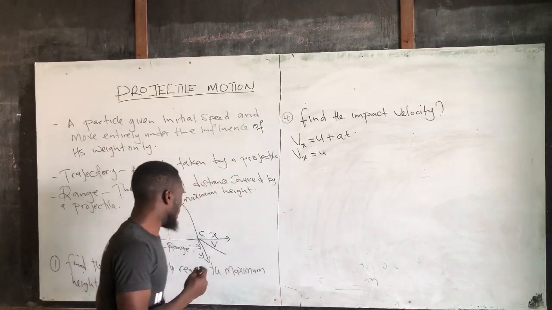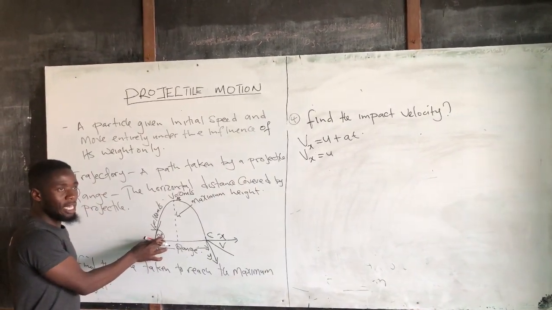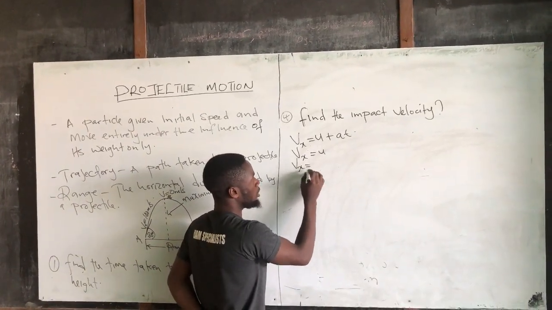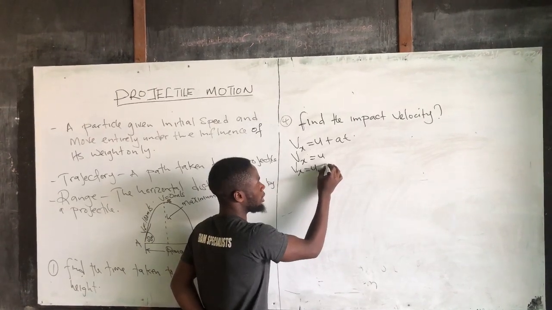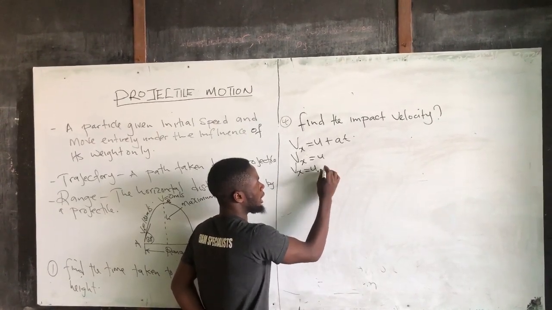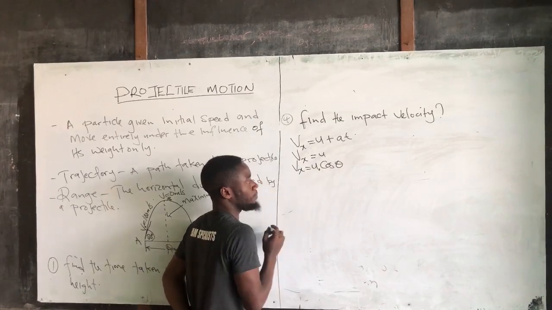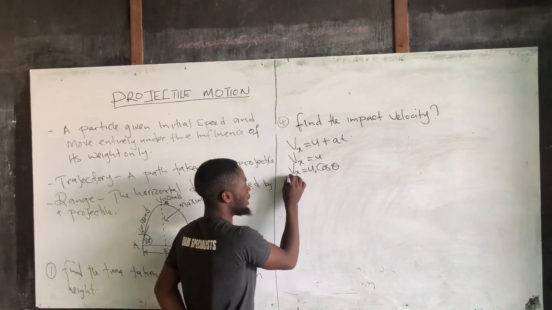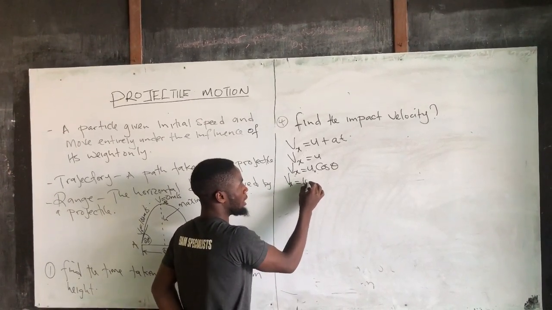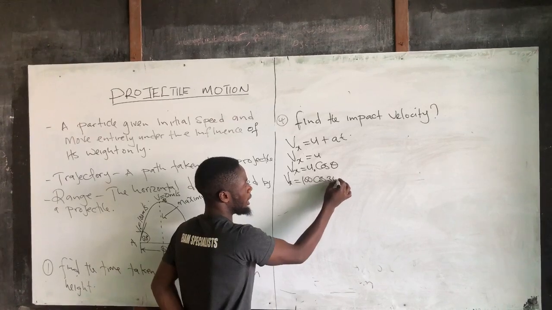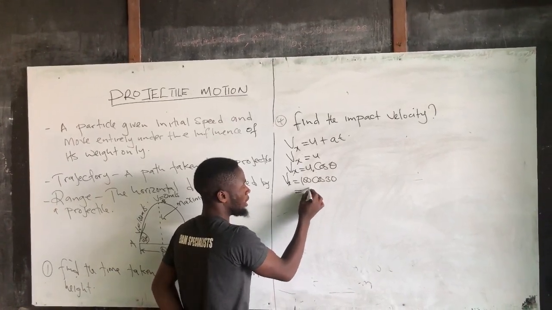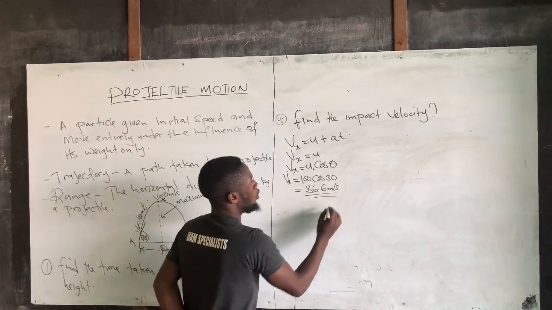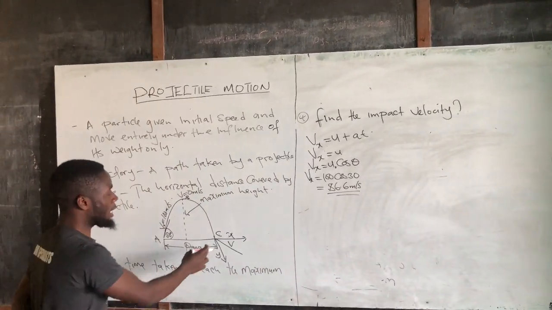Now, we have seen that this speed is given at an angle, so Vx is equal to U cos theta, since this is the X direction. So it will be U initial cos theta. In this case, Vx is equal to 100 cos 30. What is the answer? 86.6 meters per second. So we have found the X value.